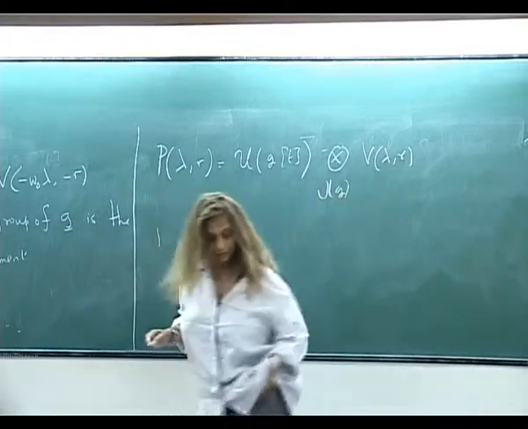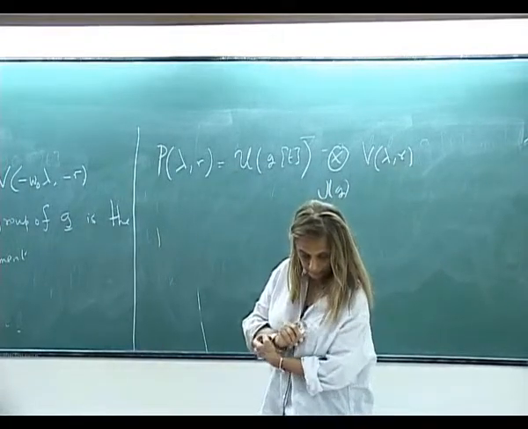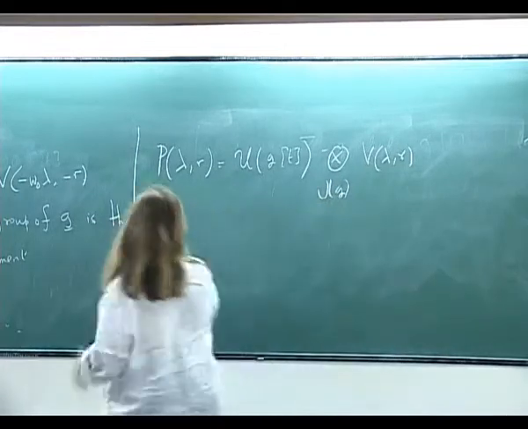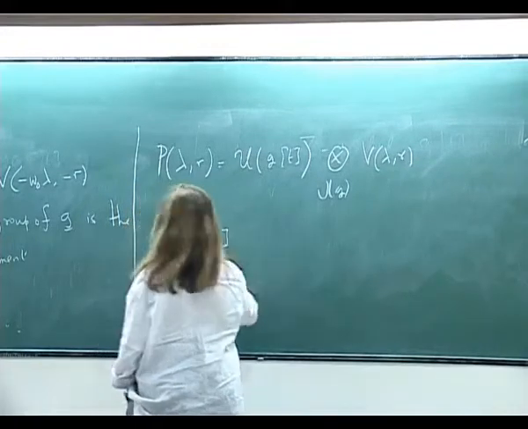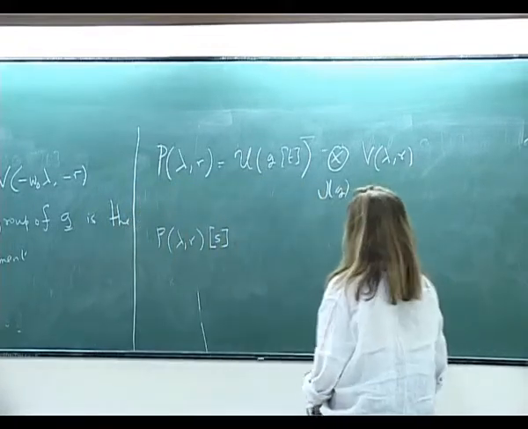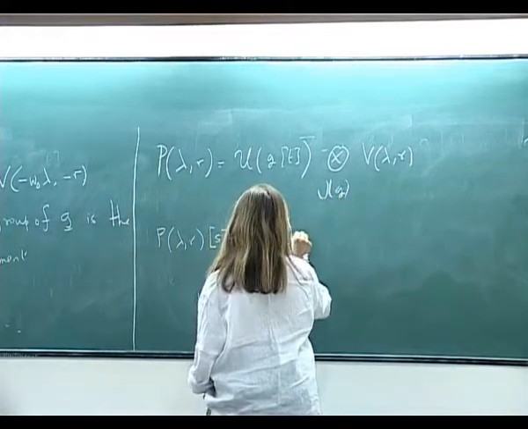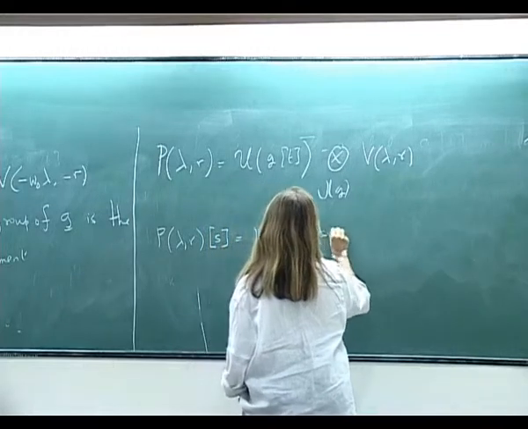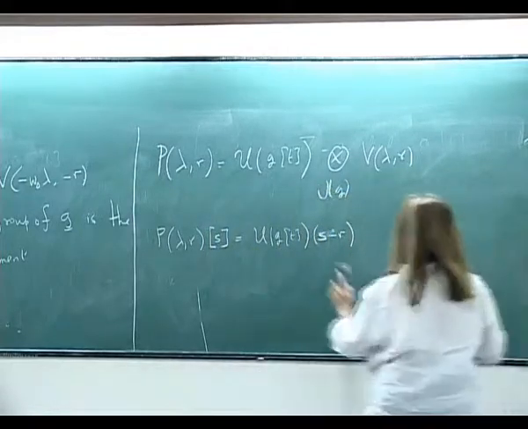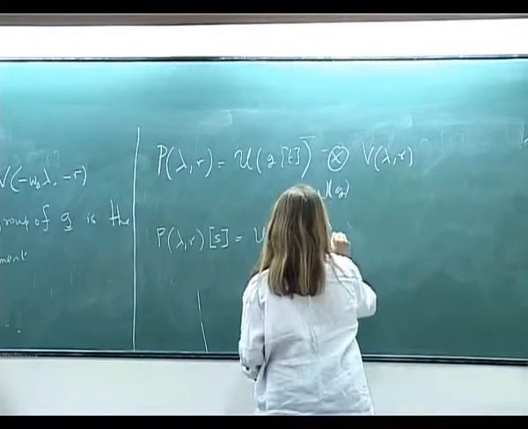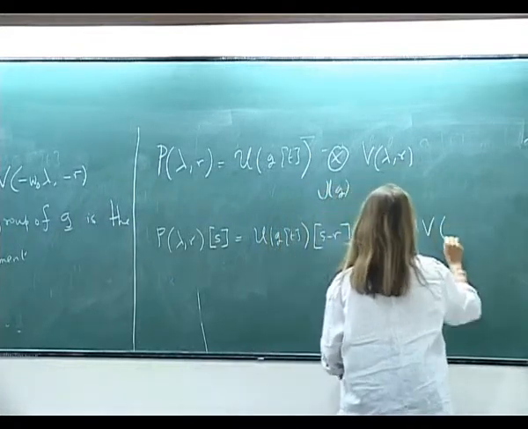So what is the s-th graded piece of this module? The s-th graded piece is just you take the s minus r-th graded piece over here, I mean square brackets, tensor with UG, V lambda r.